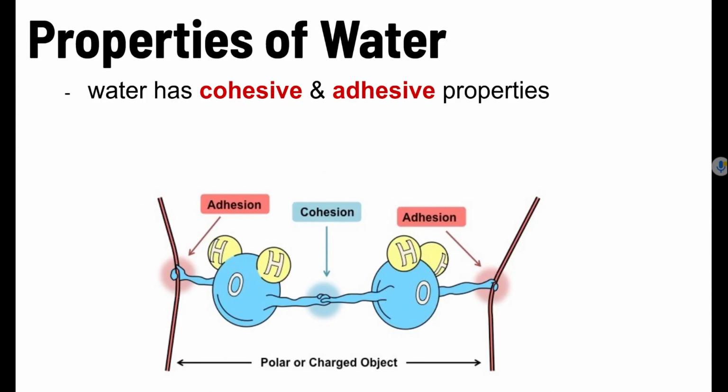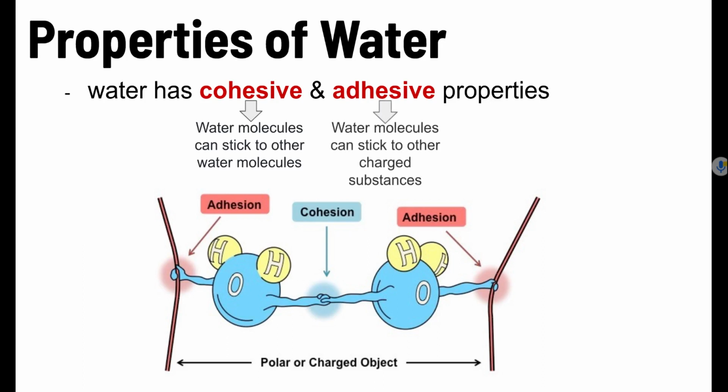Now let's talk about the third property of water. Water has cohesive and adhesive properties. By cohesive, we mean that water molecules can stick to other water molecules. By adhesive, we mean that water molecules can stick to other charged substances, something other than water.